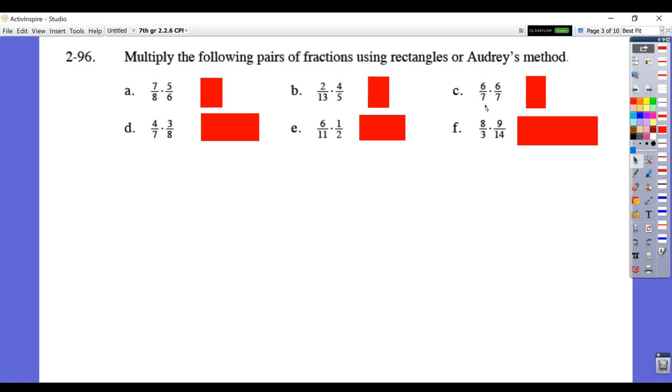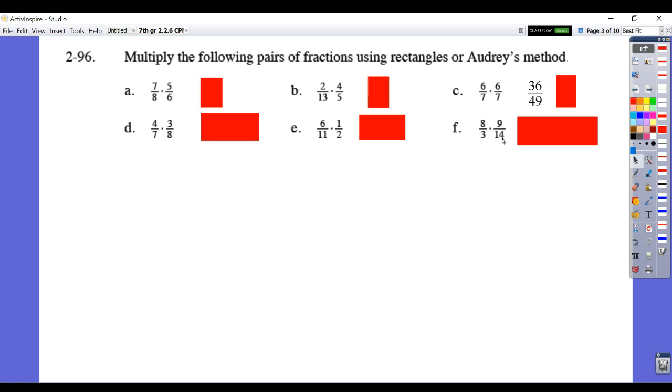Now, keep in mind for something like C, you cannot simplify this because it has to be a numerator simplified with a denominator. In other words, the 6's cannot simplify, 7's cannot simplify, because it would have to be a top number simplified with a bottom number. So if you multiply across, you're just going to get 36/49.